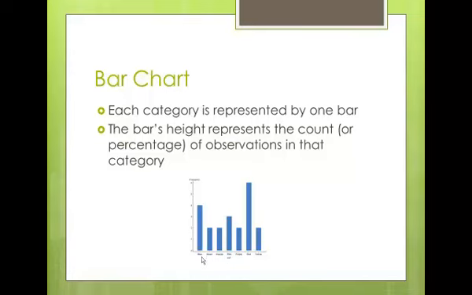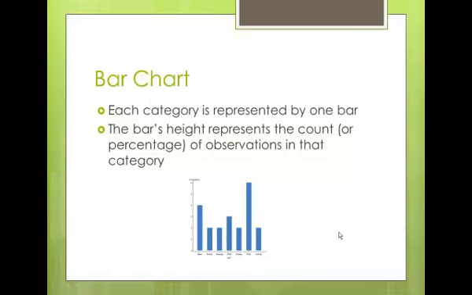In the example that we have here, I've got all my categories listed out at the bottom with a bar for each one, and I have the count on the side. It says frequency here, which means count. So here I have red at 6, blue at 4, green at 2, and so on.